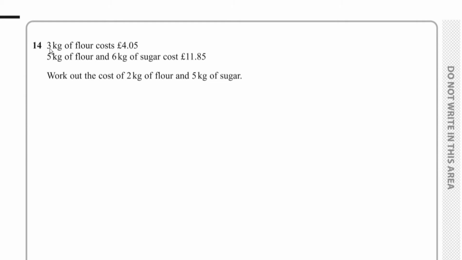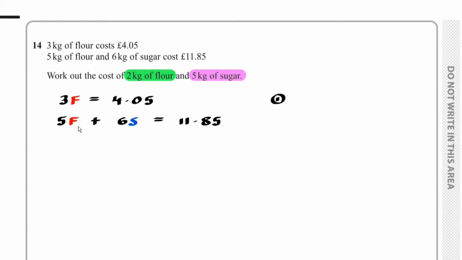Question number 14. 3 kilograms of flour costs £4 and 5 pence. 5 kilograms of flour and 6 kilograms of sugar costs £11 85 pence. We have to work out the cost of 2 kilograms of flour and 5 kilograms of sugar. So we have 3 kilograms of flour, which equal £4.05. And then we have 5 kilograms of flour plus 6 kilograms of sugar, which is equal to 11.85. Let's call these equation 1 and equation 2. We need to find out what F is and what S is.